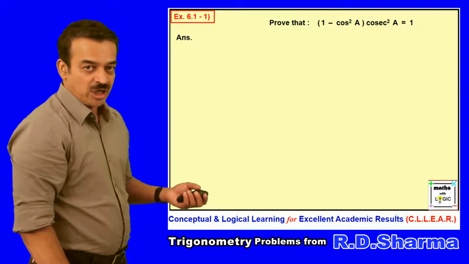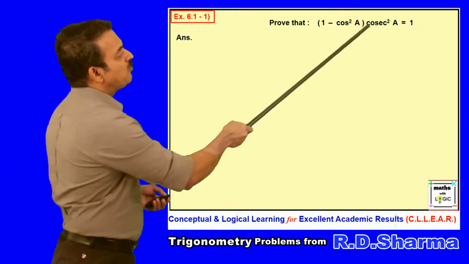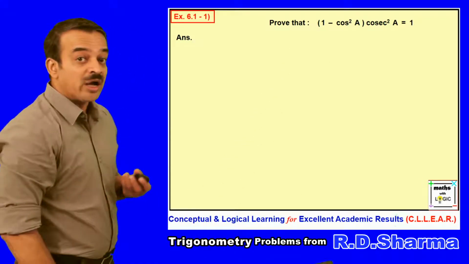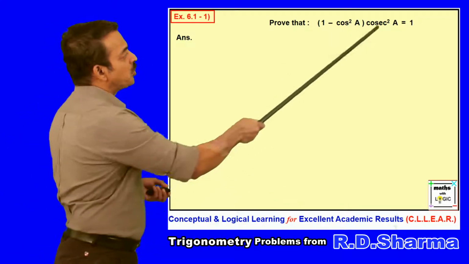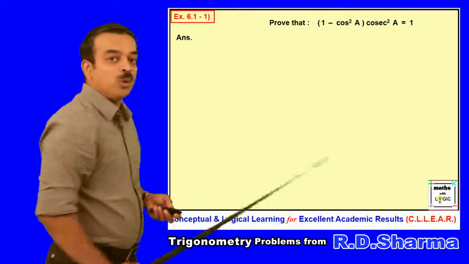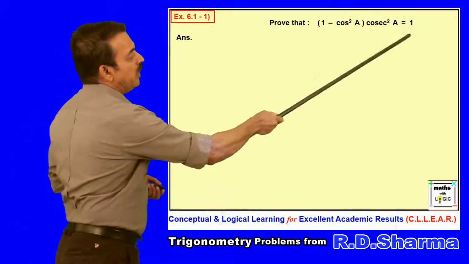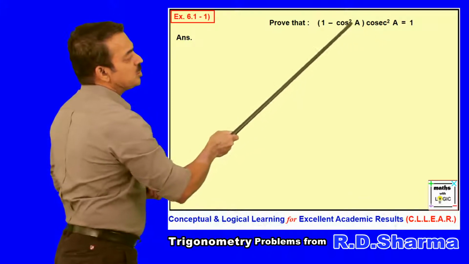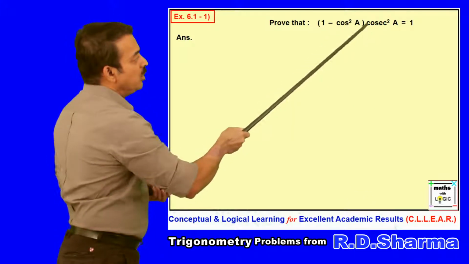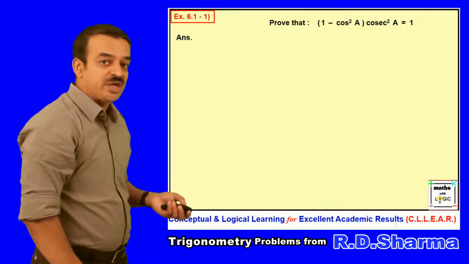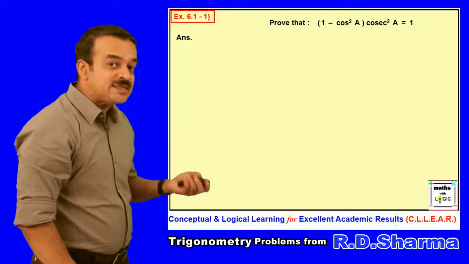Now for the current question, if I observe, I want the product of these two numbers to be equal to 1. You all are already aware that the product of reciprocals is equal to 1. Thus, if I want this product to be equal to 1, this and this should be reciprocal of each other. What is the reciprocal of cosec? You all know that it is equal to sine. Reciprocal of cosec is sine.